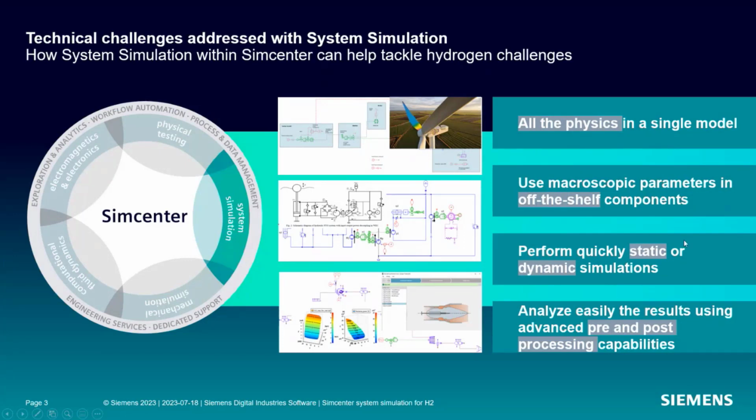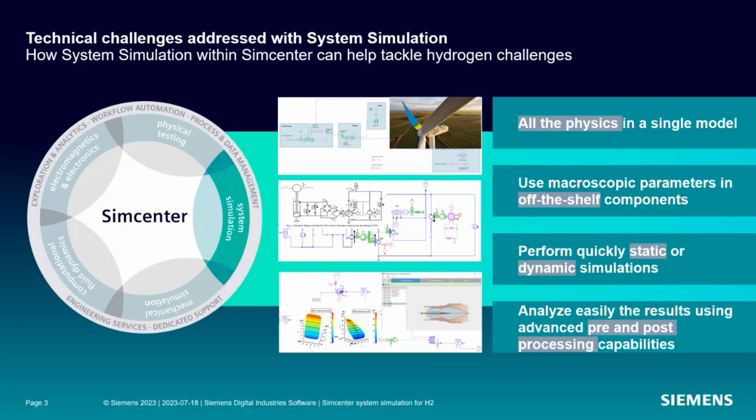So I will first introduce quickly what is system simulation. System simulation is a part of the Simcenter portfolio of Siemens Digital Industry Software. System simulation makes it possible to capture all the physics of a system in a single model. So you can have mechanical components connected with electrical systems, with fluid pipes, valves, with thermal exchanges, and you can, in the same model, capture all these phenomena.